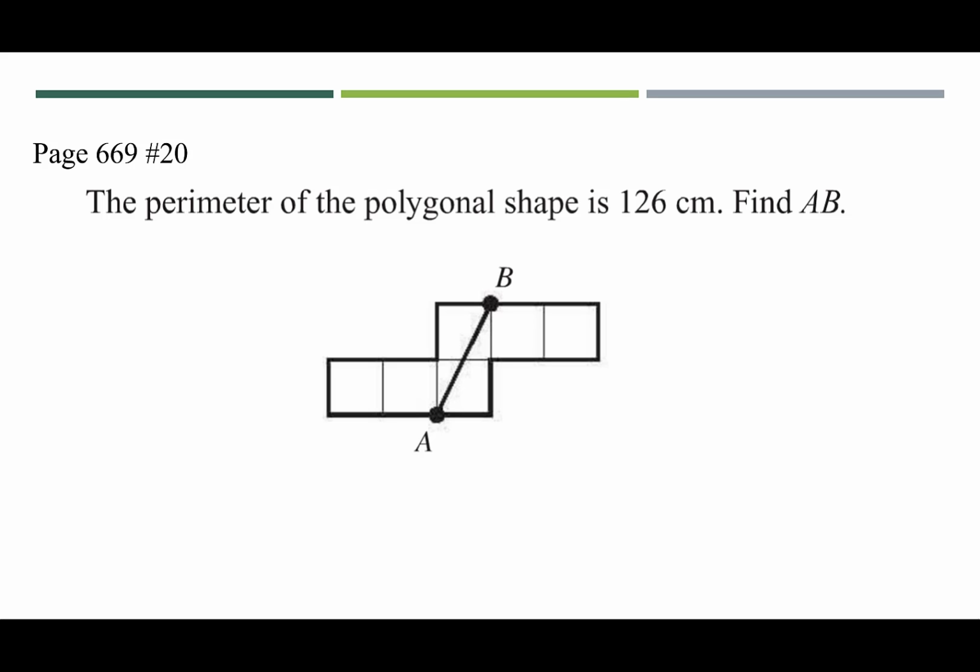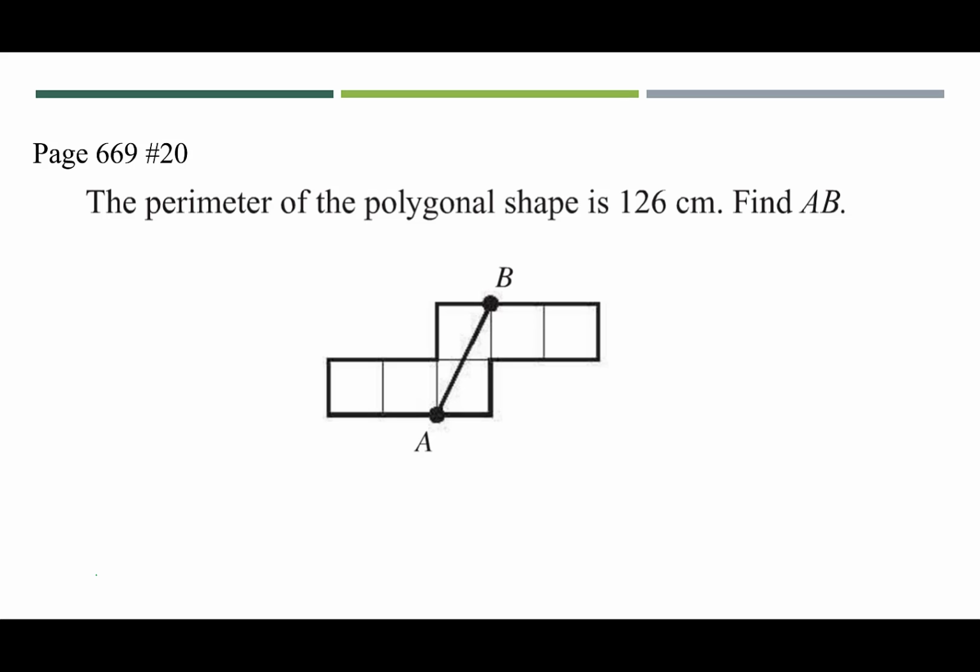Hi class, here's another short video about some Pythagorean Theorem application problems. This comes from page 669, number 20. It says the perimeter of the polygonal shape is 126 centimeters. Find AB. Okay, so you know perimeter is the outside of the shape all the way around.